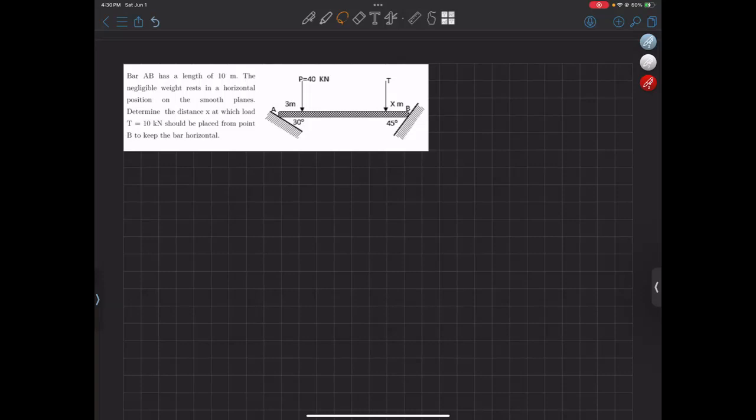For our last question, we are presented with bar AB having a length of 10 meters. The negligible weight rests in a horizontal position on the smooth planes. So we're asked to find the distance x at which load 10 kilonewtons should be placed from point B to keep the bar horizontal. So it's going to be this distance.